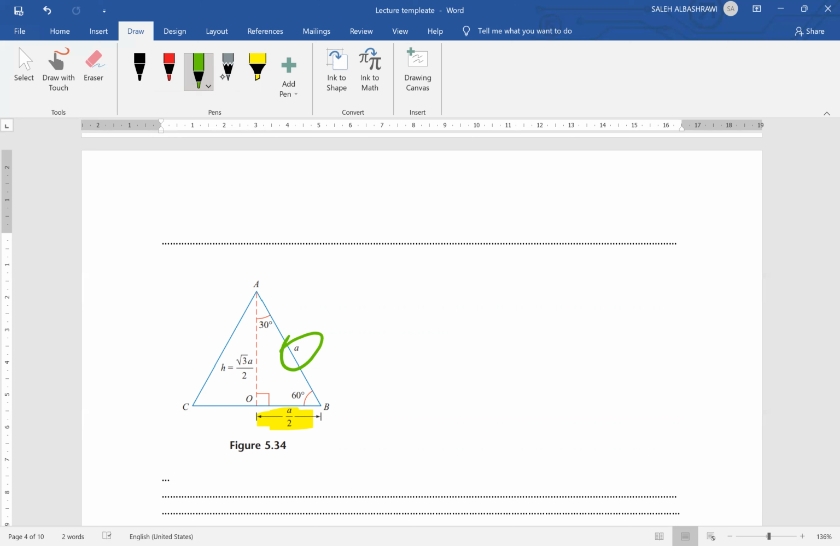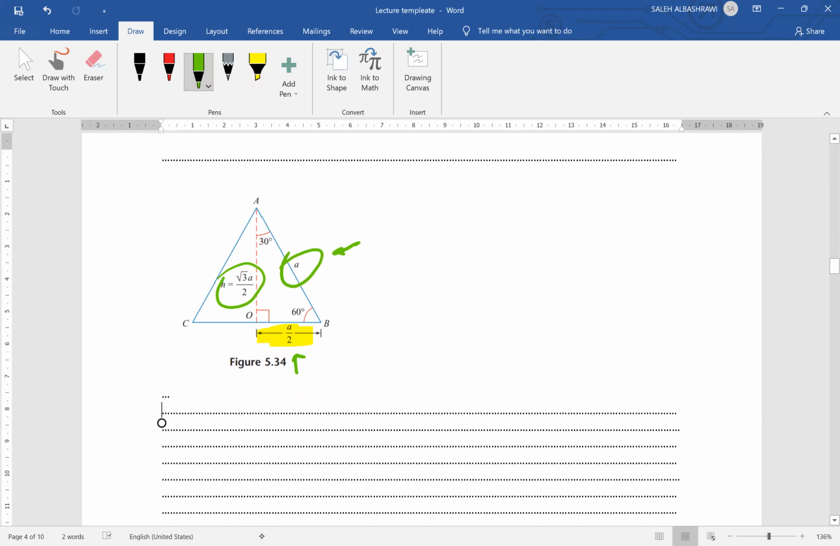The shortest side is 1/2 of the hypotenuse. So if this is A, we can see the shortest is A divided by 2. And the height of the triangle is equal to the square root of 3 multiplied by A divided by 2. Now I have these three sides, so we can find the six trigonometric functions. Let's start with theta equal to 30. So we are speaking about this one now.